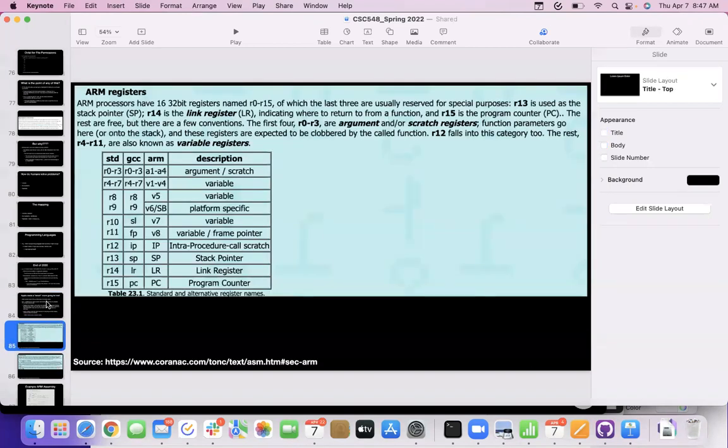Okay, so getting into our ARM architecture stuff, and we're going to look at this right column here. All right, so we have registers. We've talked about registers a whole bunch. So ARM processors have 16 32-bit registers. These guys are named R0 through R15, register 0 through register 15. So that means we have 16 registers that each can hold 32 bits of data.